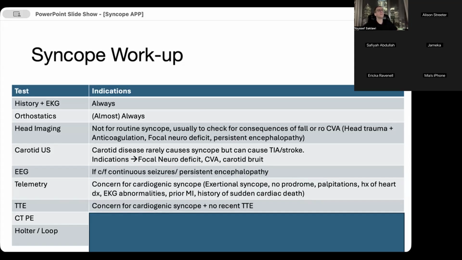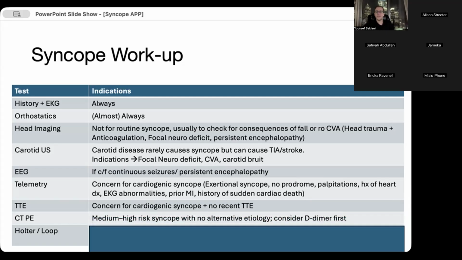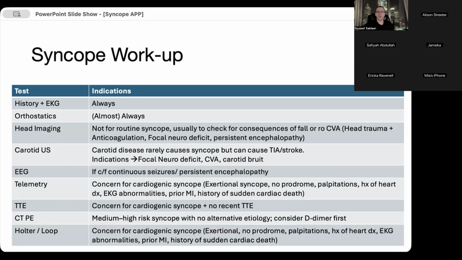I see this a lot, where the ER orders an echo for syncope, and then they've had an echo in the past, their EKG is normal, then they don't need an echo, and you're empowered to cancel it because you can reference the Things We Do For No Reason paper, and it only says get an echo if this is cardiogenic, if they have an abnormal trop. Otherwise, for the most part, there's no need for echo for syncope. Your history is going to be your strongest friend in this scenario. CTPE: medium to high risk syncope with no alternative etiology. So you're not sure what's going on, you can consider a D-dimer first. And then Holter or loop will be at discharge, where there's concern for cardiogenic syncope as well.